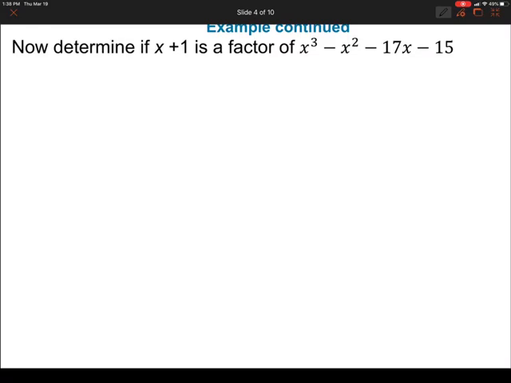Let's do long division. Let's see if x plus 1 will divide into this cubic polynomial without any remainder. Is it divisible by x plus 1? So again, long division: first term in the divisor, first term in the dividend. Let's put it in a different color. x divides into x cubed exactly x squared times. As we multiply through our divisor, x squared times x is x cubed, x squared times 1 is x squared.